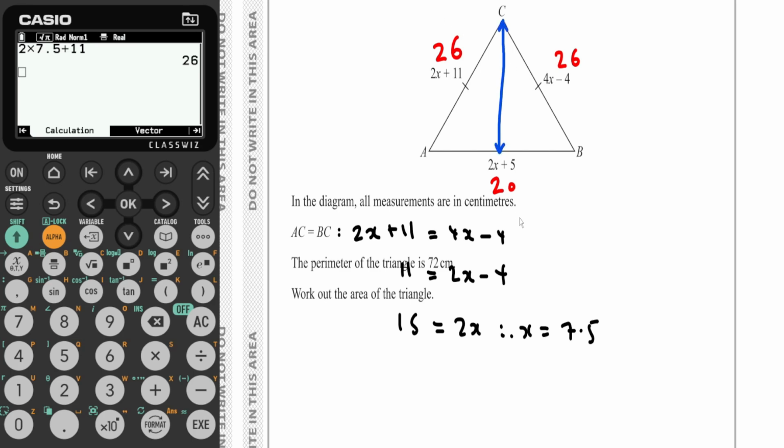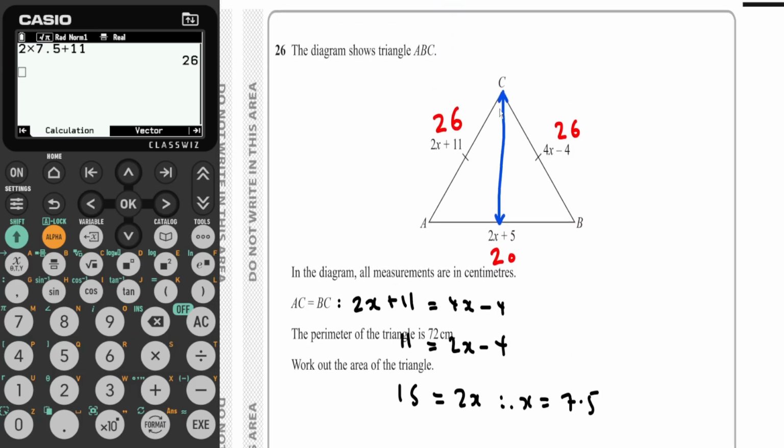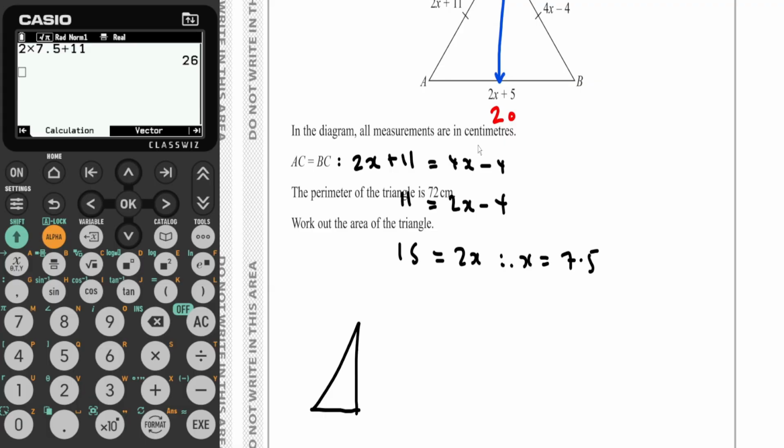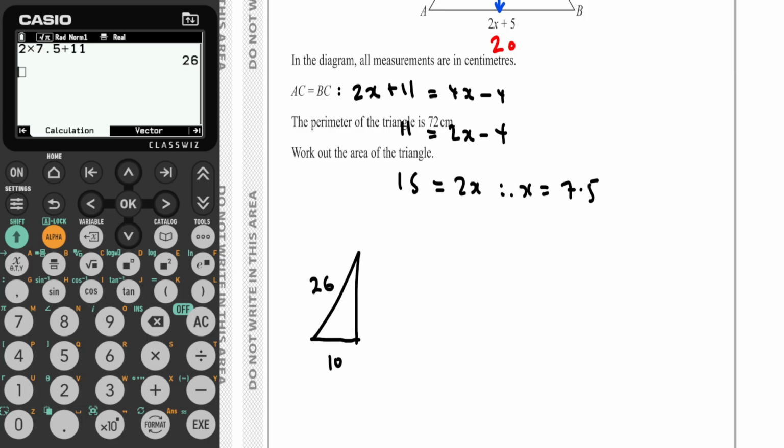Now, if I draw a triangle, which is this triangle but cut in half at this point, here I've got a length of 10 because I've cut it in half. This I know is 26, and this length is what I need to find. And we can do that using Pythagoras. Which means, if I call this height h, we would have h squared plus 10 squared equals 26 squared.